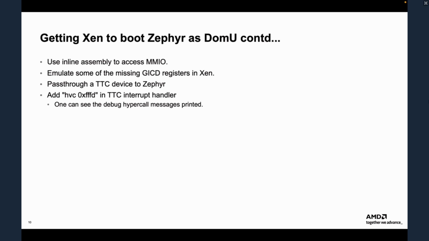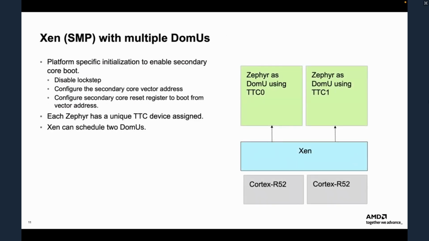Then we prepared the partial device trees where we could pass through a TTC device to Zephyr, and we added the HVC node. Basically we didn't have more than one serial enabled. So we added the HVC hypercalls so that we could see that the interrupts are getting invoked whenever the TTC device is configured. So we could see that, okay, the interrupts are getting invoked when the DomUs are running. So this was all good when we were running a single DomU.